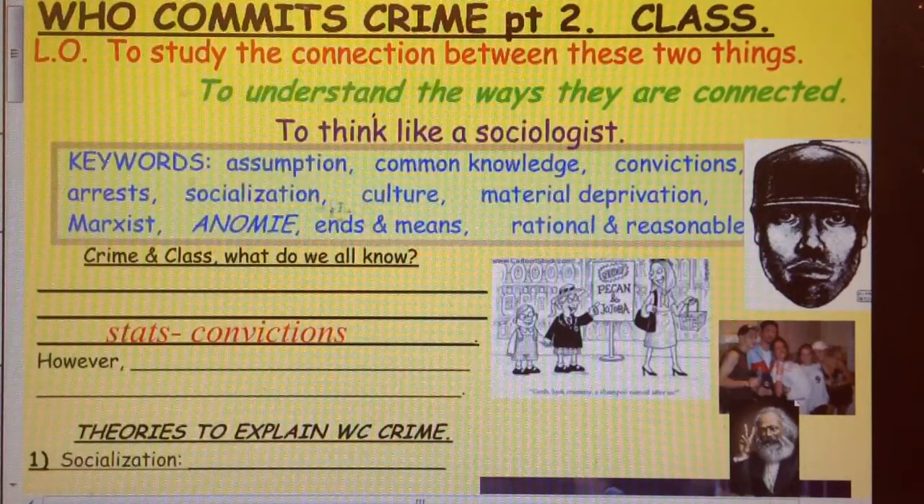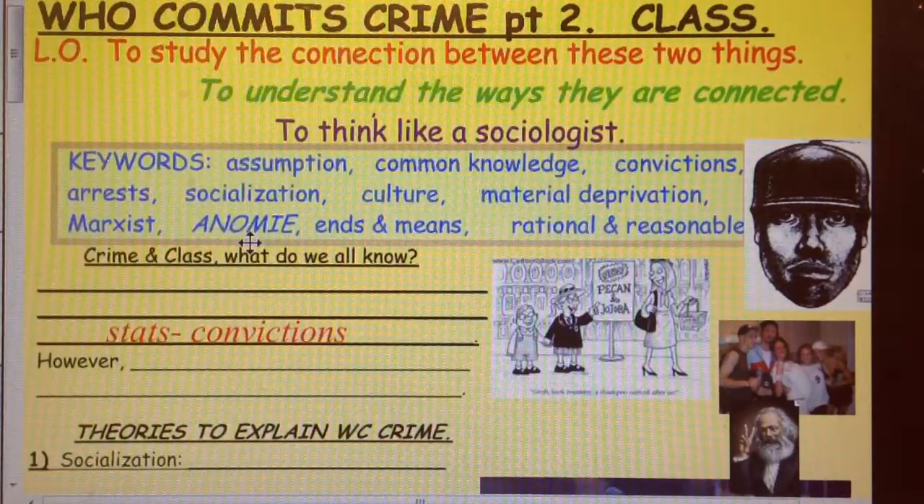Keywords are an assumption, common knowledge, convictions, arrests, socialisation, culture, material deprivation, Marxist, anomie, means and ends, rational and reasonable. Right? An assumption, you think you know something before you even started, you're assuming it. Common knowledge, everyone knows that. Conviction, found guilty of a crime in court. You know what that means? That means being poor.